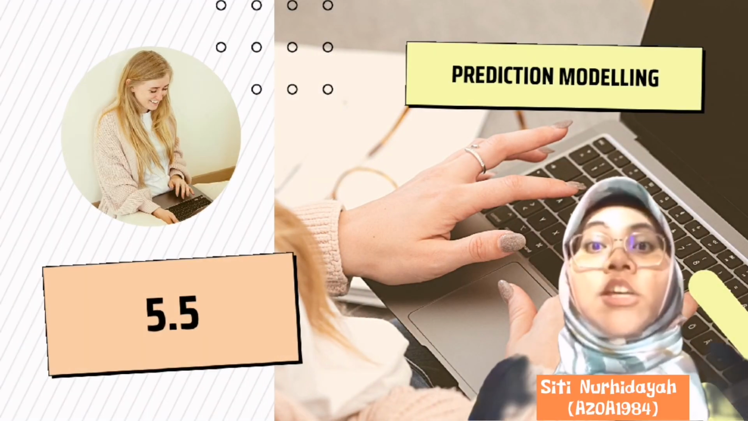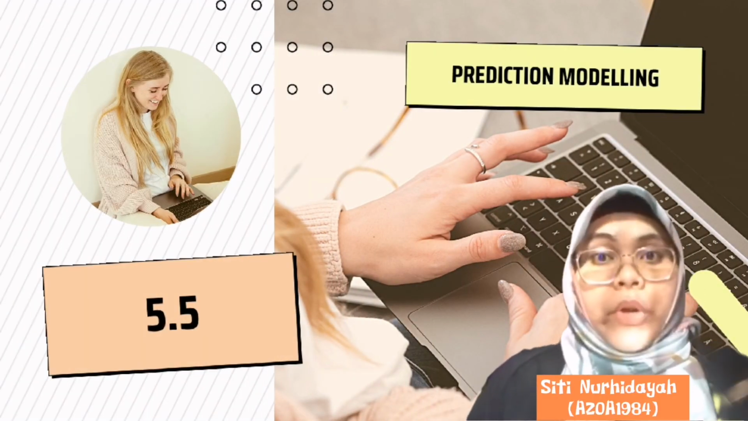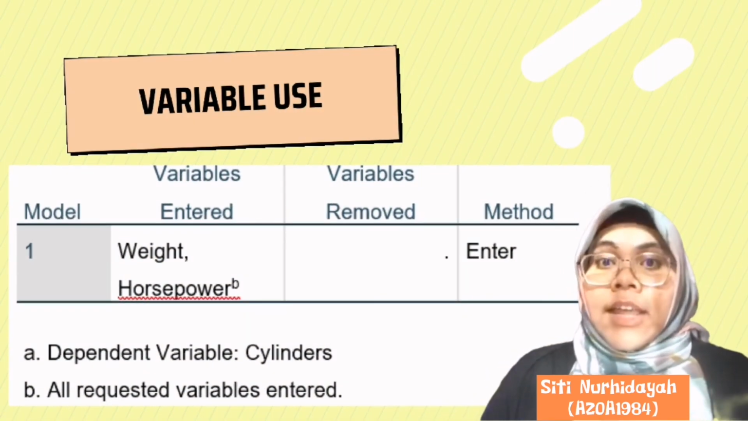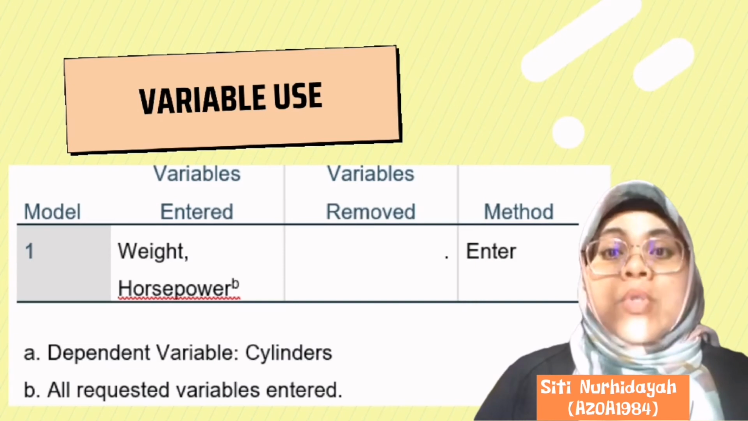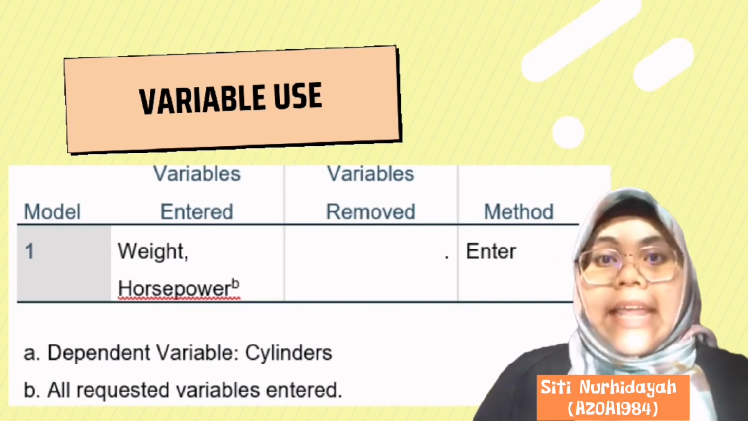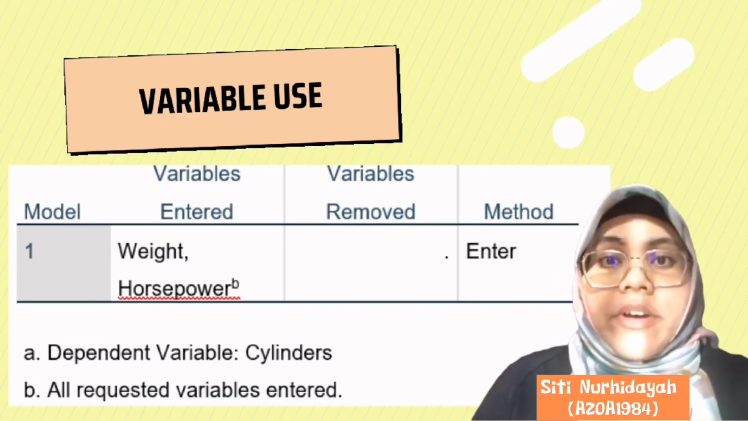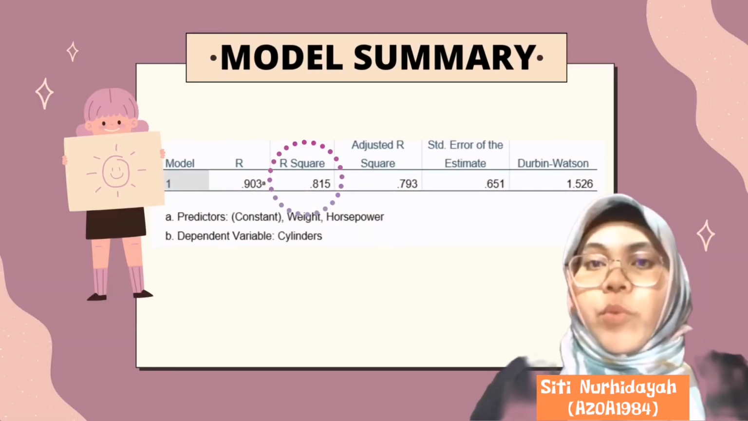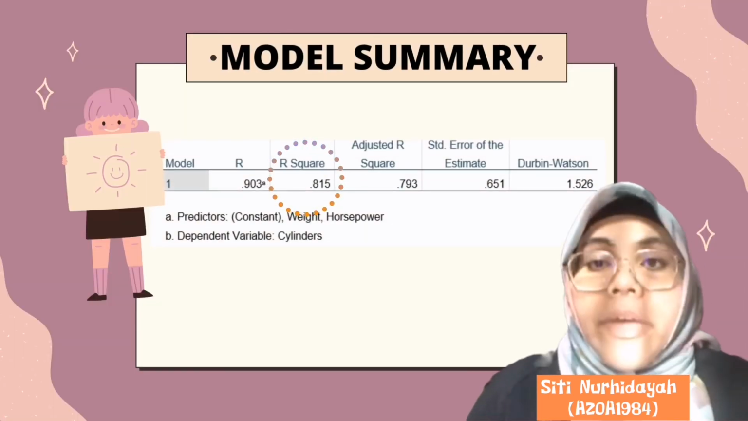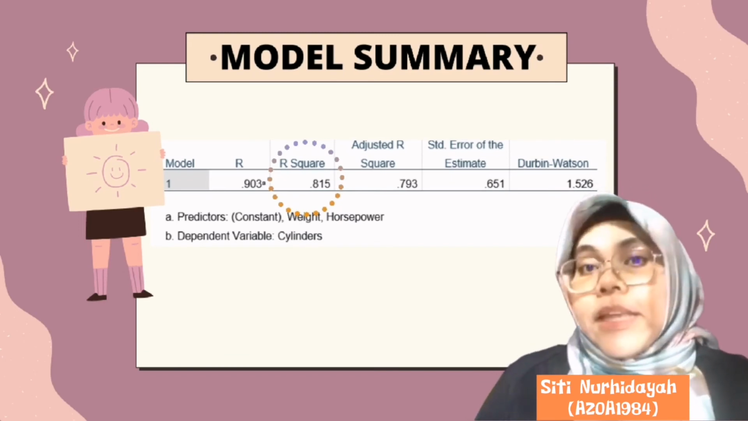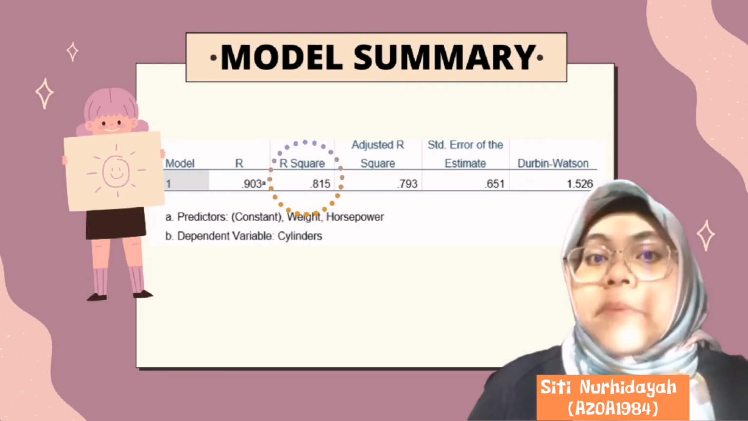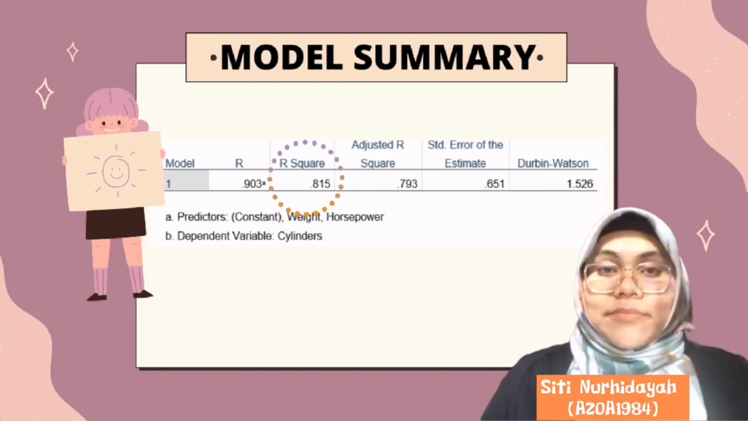Thank you, Emily. So next we move to prediction modeling. In this part, we need to interpret the model. First of all, we use three variables: the dependent is cylinders, and the independent are horsepower and weight. For the model summary, the R-square value is 0.815, which means 81.5% of the variation in cylinders can be explained by weight and horsepower.